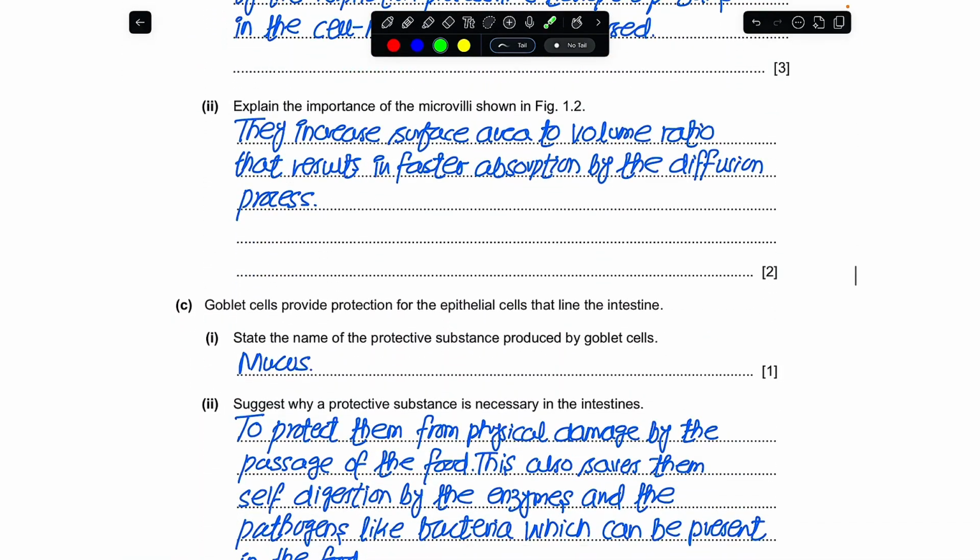Moving onward for 2 marks, they say explain the importance of the microvilli, which are shown in figure 1.2. Our idea is very clear that if I have the epithelial cells, and on the top of the epithelial cells we have these microvilli, they would increase the surface area to volume ratio. When the surface area to volume ratio is increased, this would result in faster absorption by the diffusion process. Why have I written 2 points? Because the marks were two.